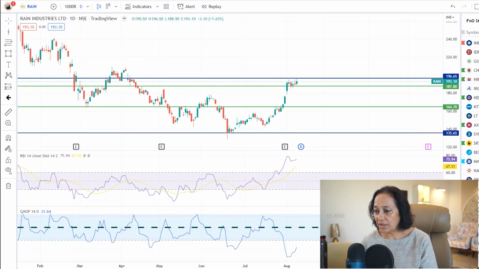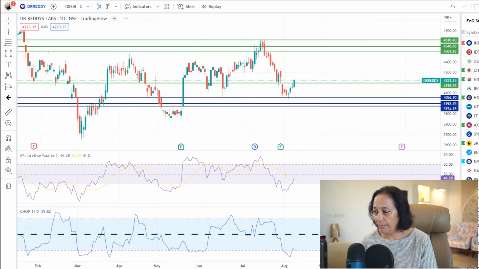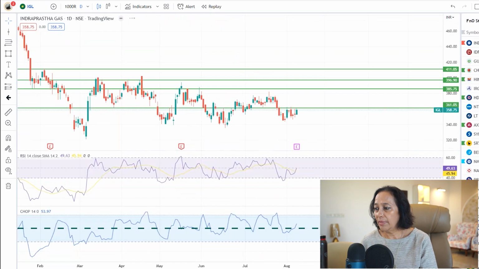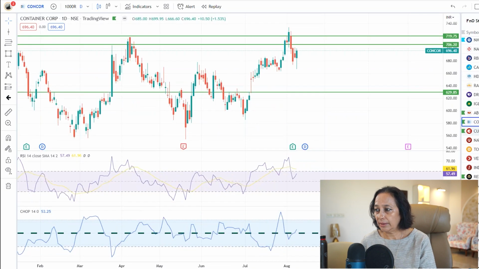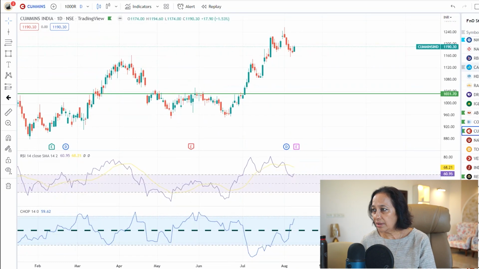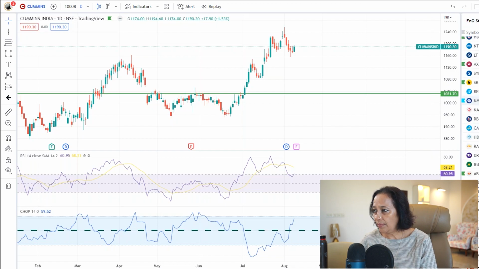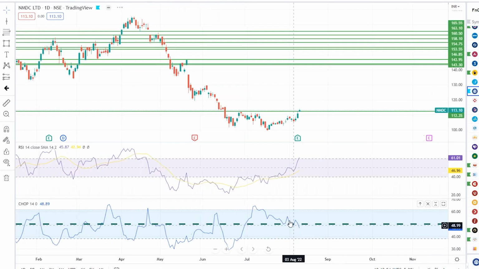It should be just crossing below 50. It should not be making a low and then bending up, but it should be actually crossing from top to 50. You get my point? Like for example, NMDC looks good. That is the kind of trade we will look into. Choppiness is crossing from the top, making lower highs, and RSI is heading up. So this is a good trade.